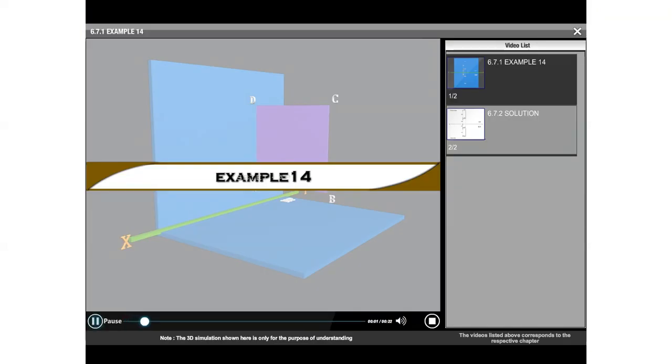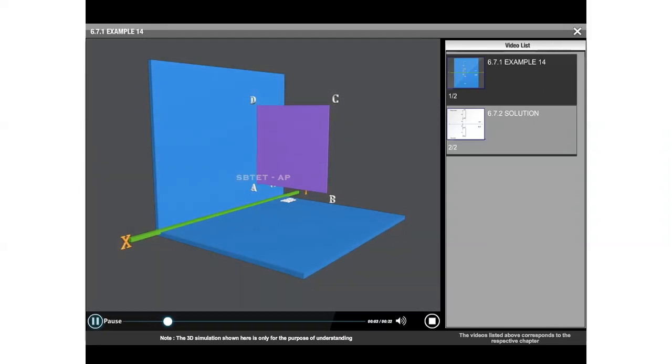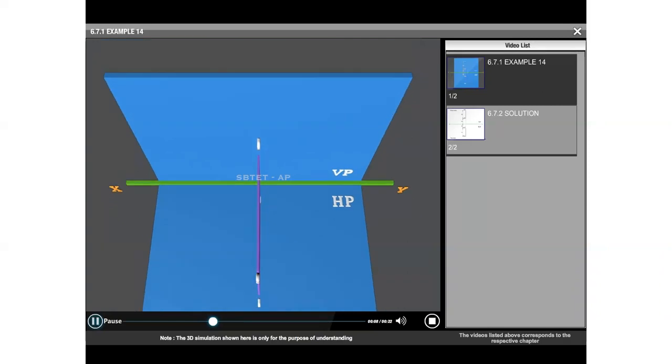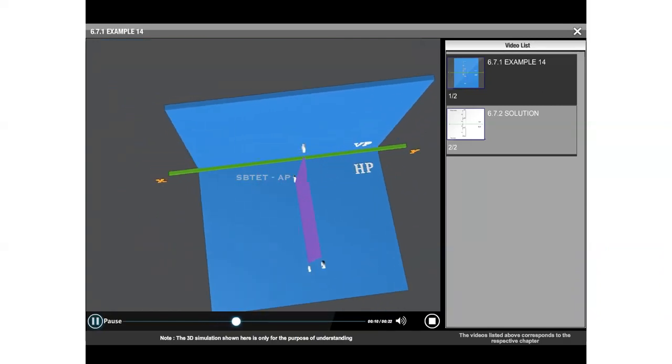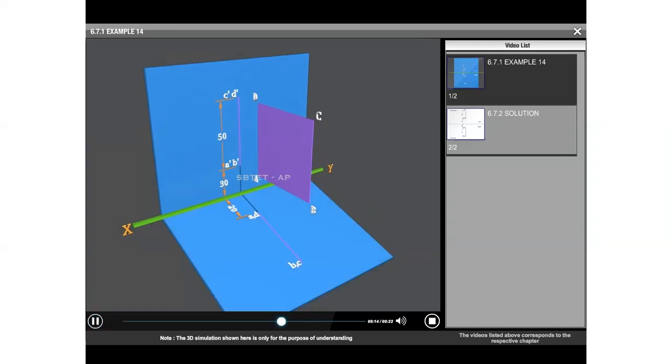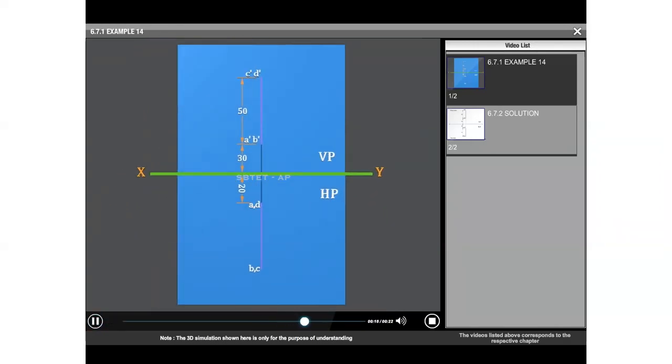Example problem 14. In this, a square is of side 50 mm with its surface perpendicular to both HP and VP, and the nearest side is 20 mm in front of VP and 30 mm above HP.